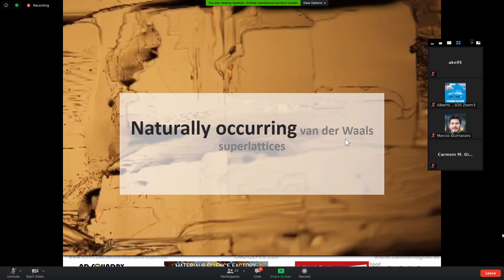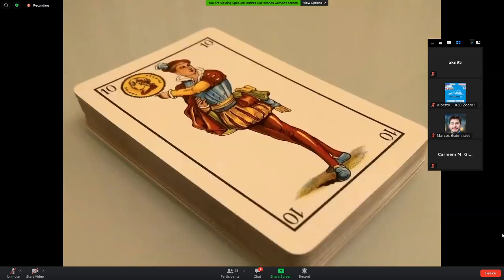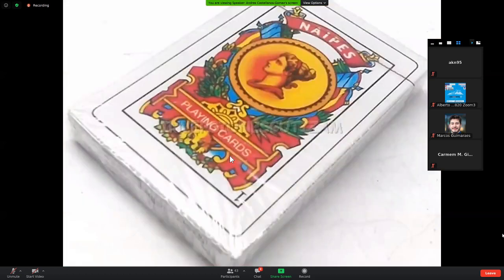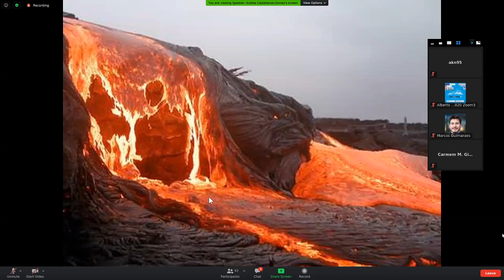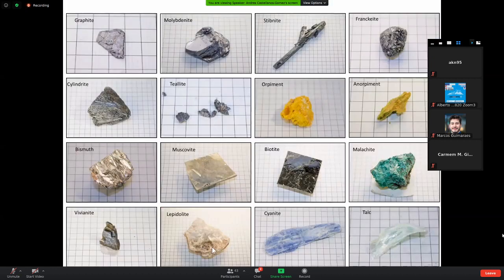Because we like to think about these perfectly stacked layers as this deck of Spanish playing cards, and naturally occurring minerals are not just perfectly aligned, they're like brand new. Okay, like coming directly from a factory. Because we like to think about the earth as the best crystal growing oven, and you can get all these layered minerals directly from nature.